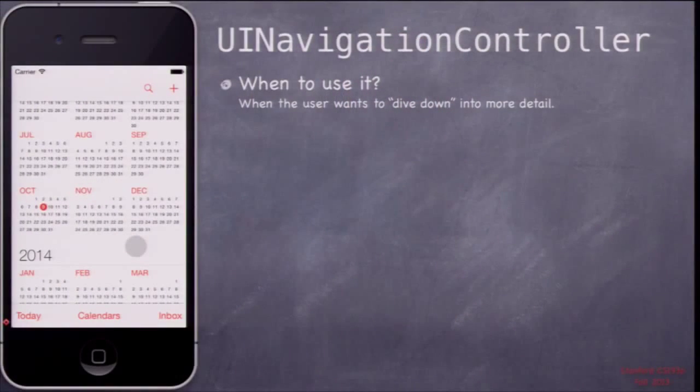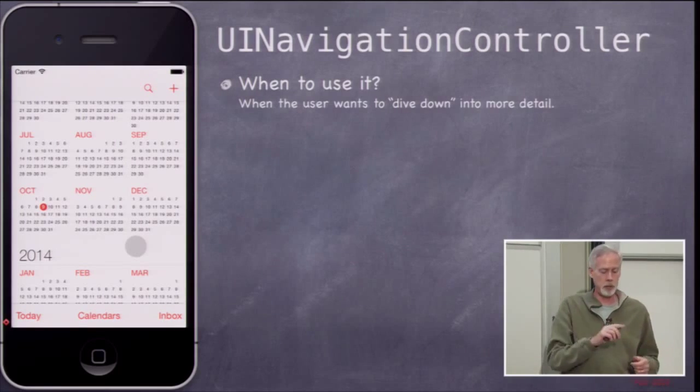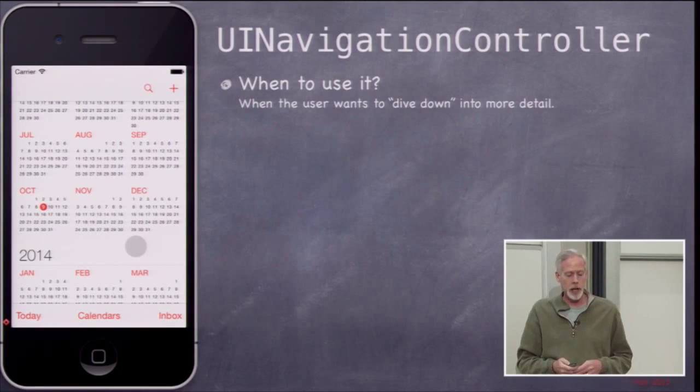So a great app to look at that uses UINavigationController is the calendar app. So here's the calendar app at its top level. You can see it's basically a year, an entire year. Today's date is selected, the little red dot in there. That big gray dot is supposed to be the finger. You're going to see it touching various spaces as we go through these slides.